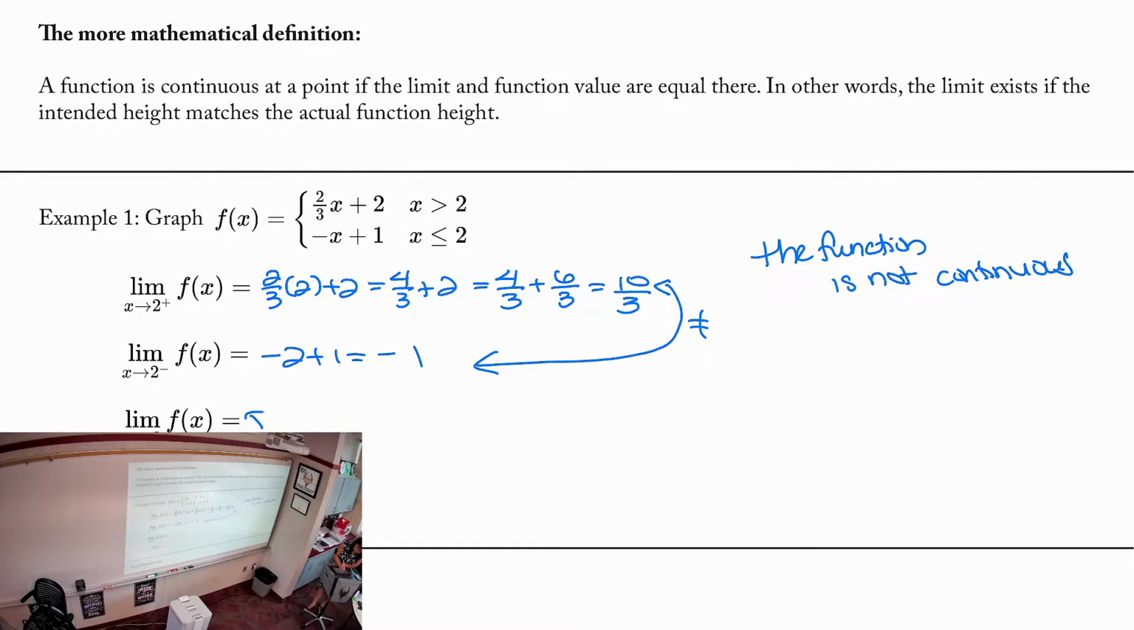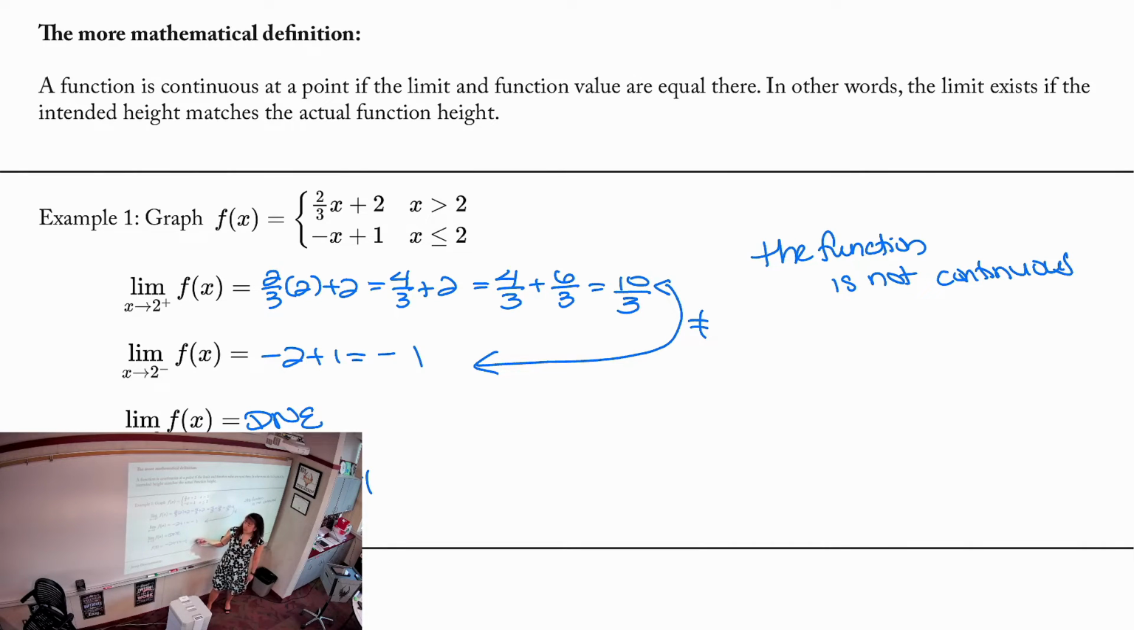The overall limit does not exist, and your f of 2 is negative 2 plus 1, which is negative 1. But essentially, the first thing that you check for continuity is whether or not your right side and left side limits are equal to each other. Once you show that they're equal to each other, then you just have to show that f of the coordinate point is also one of those values. Typically, with a piecewise function, once you have left side and right side limits equal to each other, it will be equal to f of the point, even though you have to show it.